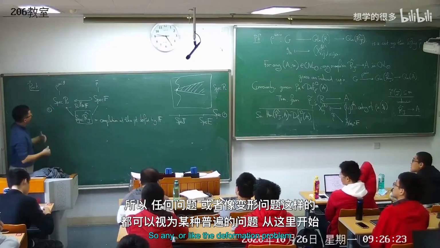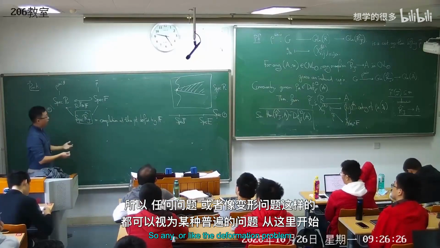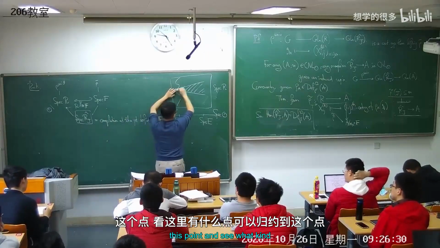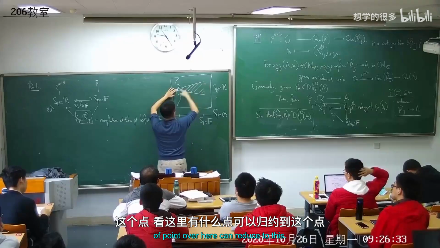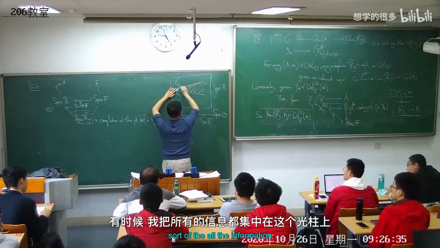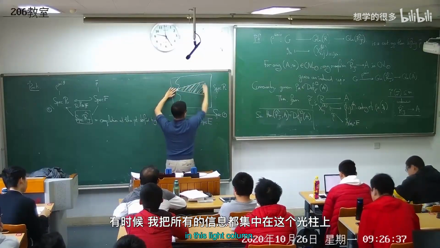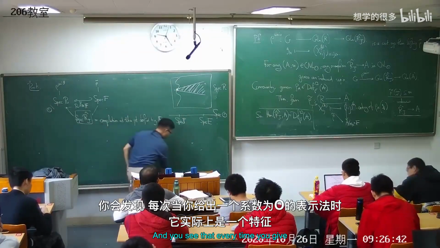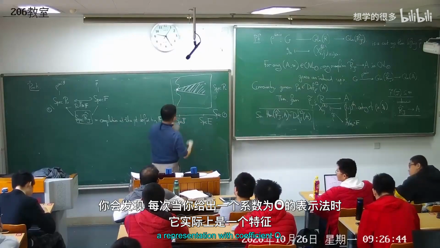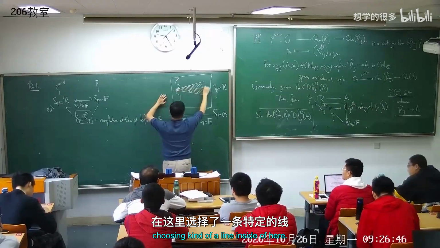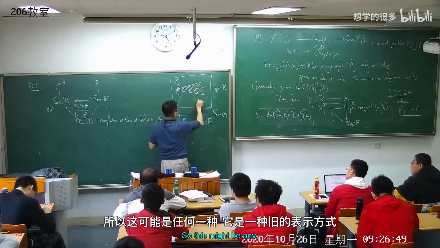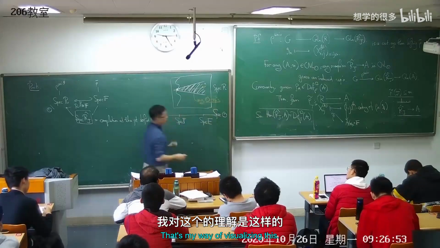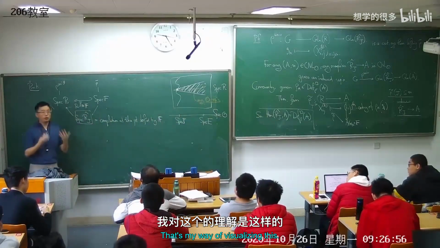Okay? So the deformation problem can be thought of as the universal one: starting with this point, see what kind of points over here can reduce to this. In some sense, I'm taking all the information in this light cone. And every time you give a representation with coefficient O, it would amount to choosing a line inside of here. So this may be any O representation. That's my way of visualizing this.